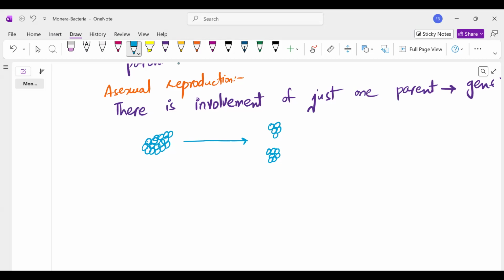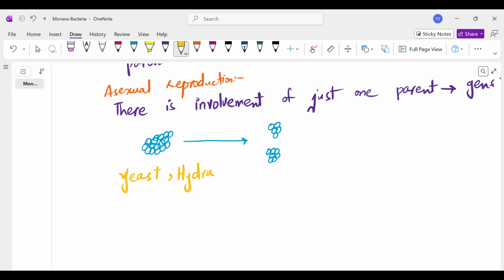Now I can give you examples of asexual reproduction. You know the yeast, it has asexual reproduction. There is Hydra as well, an organism in which there is asexual reproduction. In bacteria, there is asexual reproduction. In potatoes, there is vegetative propagation, which is also a kind of asexual reproduction. I'm just giving you the idea of asexual reproduction.